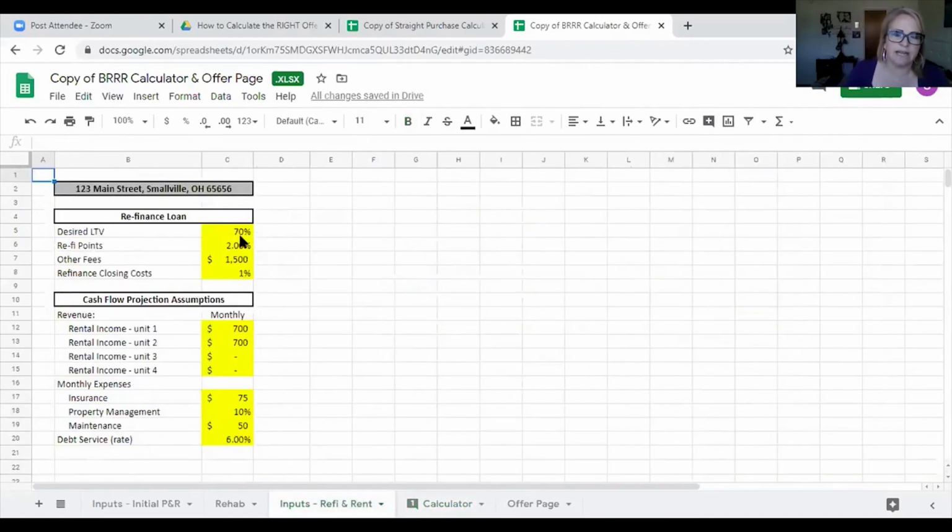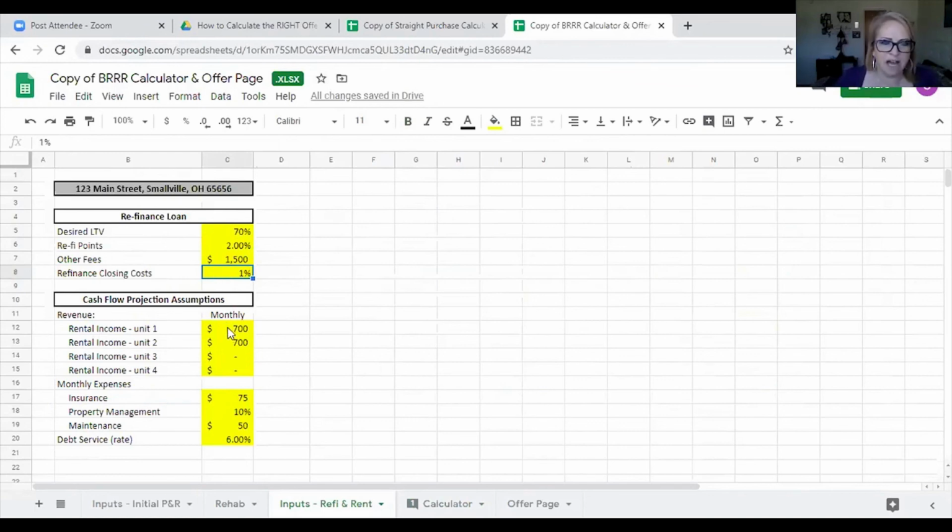All right. So on the refinance, here's our assumption. If we want our desired loan to value to be 70%, and let's say that our refinance lender was going to charge us 2% or 2 points, and they were going to have $1,500 of fees, and let's say it was going to be 1% for refinance closing costs. All of these numbers can be changed. This is what my assumptions are that are going to drive the numbers on the next page.